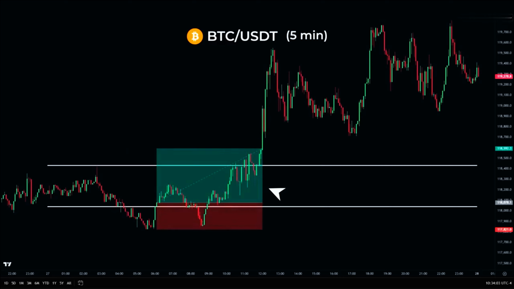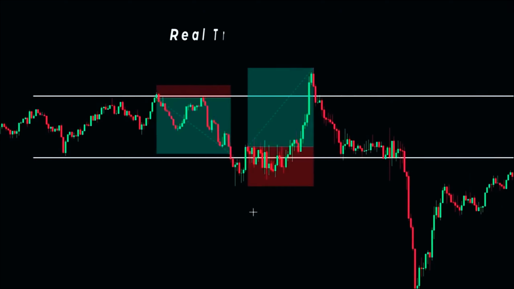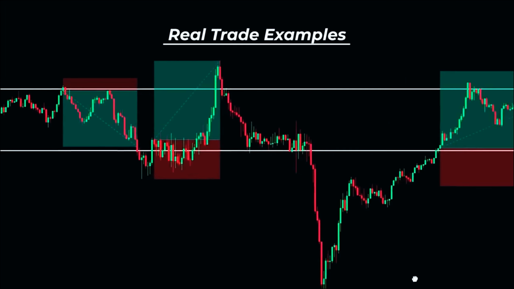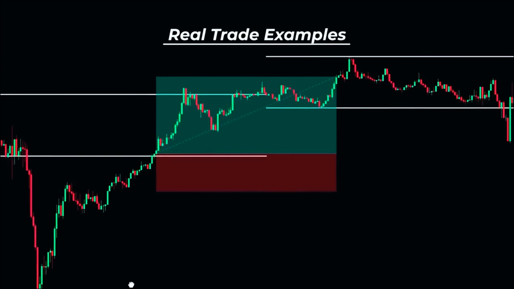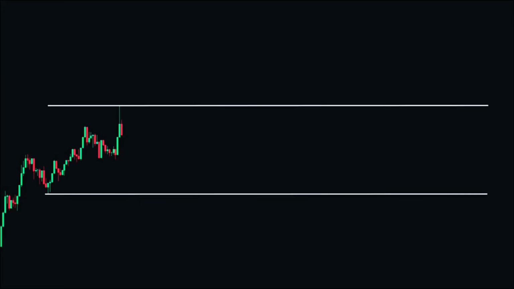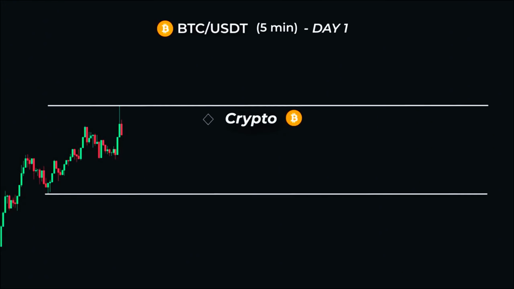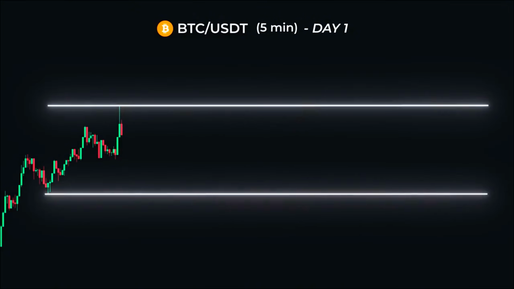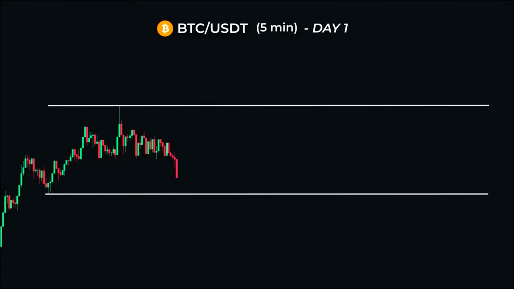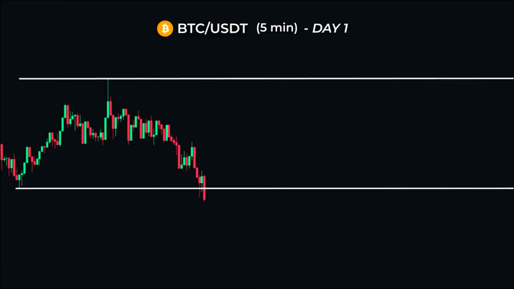Now that you understand how the overall strategy works, let's take a look at some real trade examples across different markets so you can see just how well this strategy performs. So, let's start with crypto. Here, I'm on the Bitcoin 5-minute chart, and I already have the 4-hour range marked. Right here, we can see price broke out and closed below the range low. Then it quickly closed back above. That gave us a long entry.